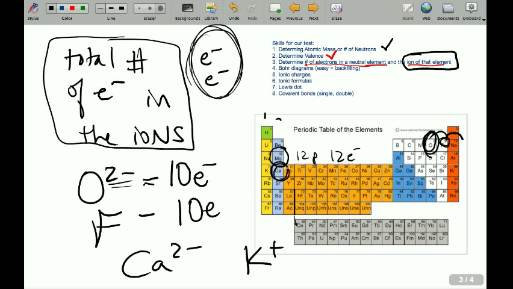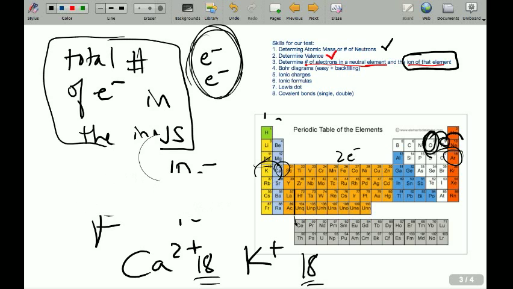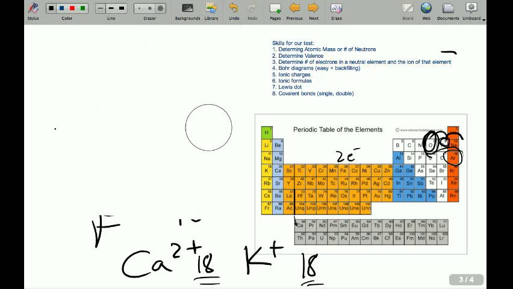Calcium, oh, I can't even see that. Calcium is 20, but it loses 2, so that's 18. By the way, this should be a plus here. Sorry. 18. And potassium, it lost 1. It's at 19, so it's going to go to 18. Okay, notice these 2 have the same amount of electrons because they want to be like argon. Oh, isn't that nice? Okay, moving on.